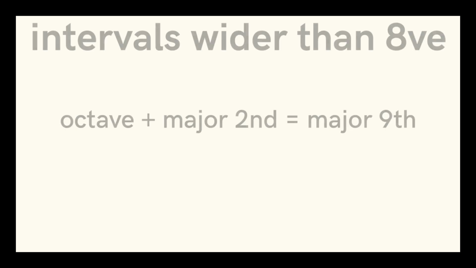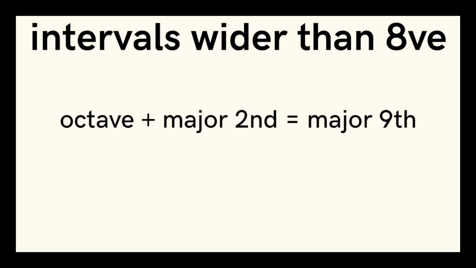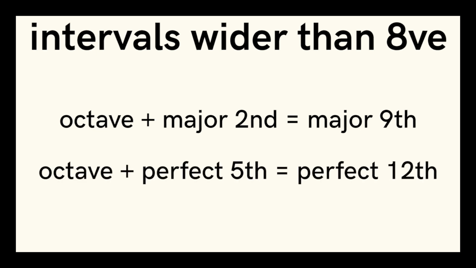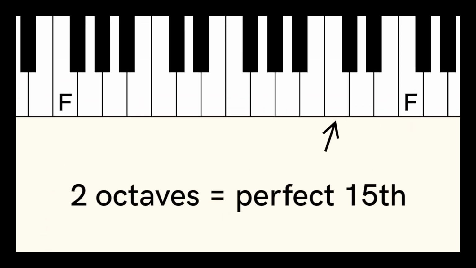And just so you know, intervals that are higher than an octave are numbered just how you probably think they are. An octave plus a major second is a major ninth. An octave plus a perfect fifth is a perfect 12th. You just add 7 to the number. 2 octaves is a perfect 15th, and that's where we really stop.